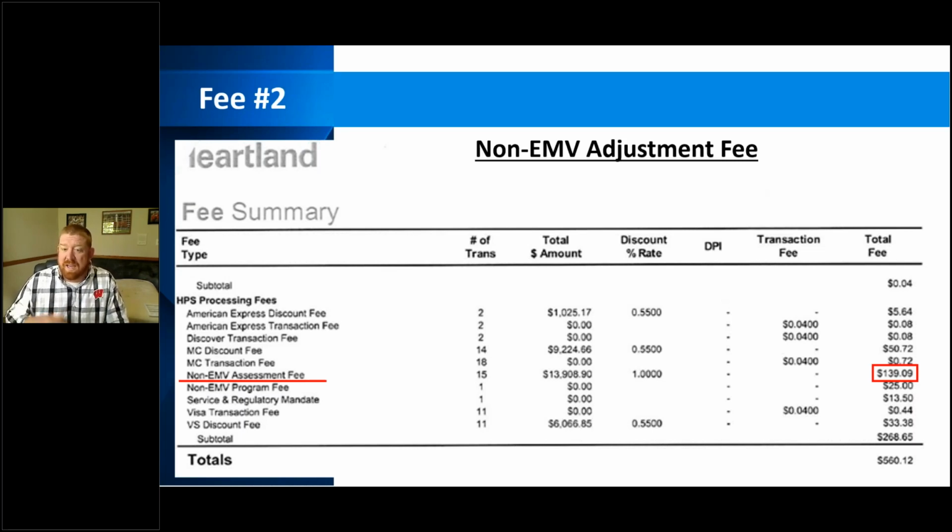So again, adding a full percent to most of your credit card volume is really going to make your program uncompetitive and in a sneaky way.